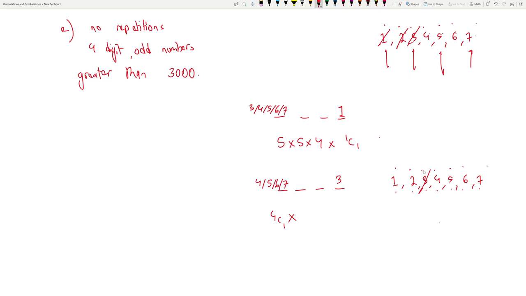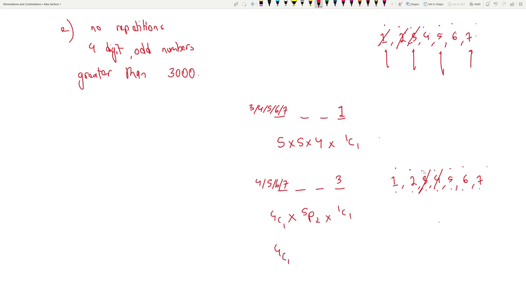So suppose I used up 4. Now how many do we have? 1, 2, 3, 4, 5. I have 5 options, but 2 blanks. So that's 5P2. And I put 3 over here, so that's 1C1. That's basically it. 4C1 times 5P2 times 1C1.